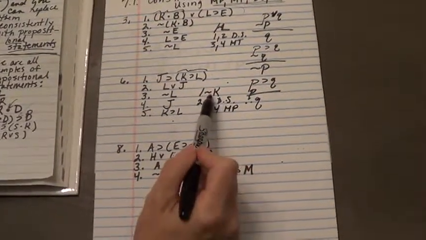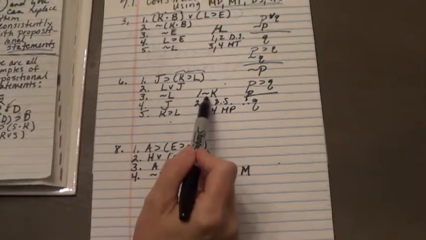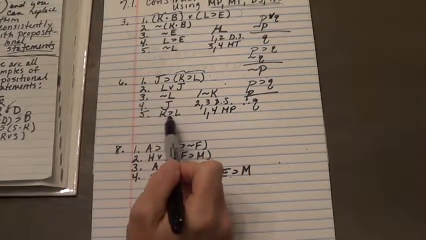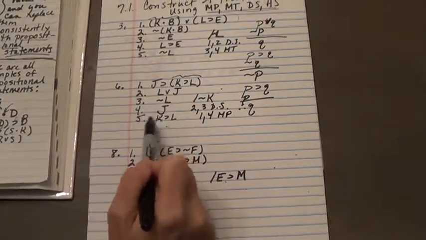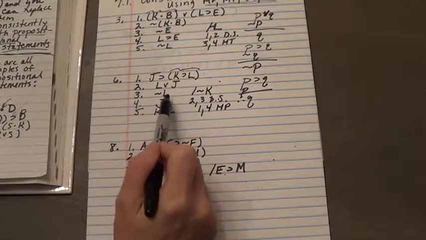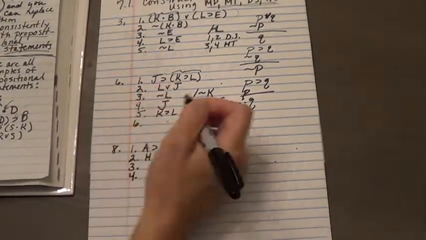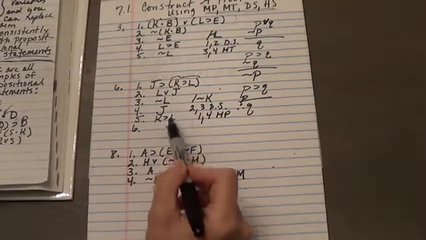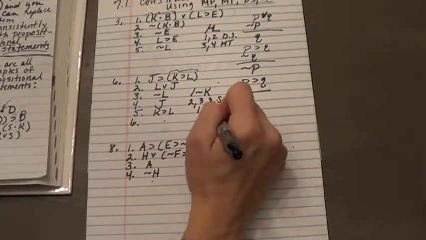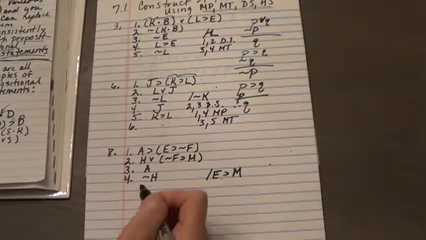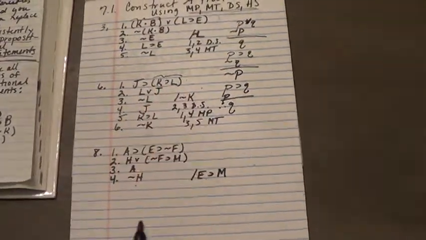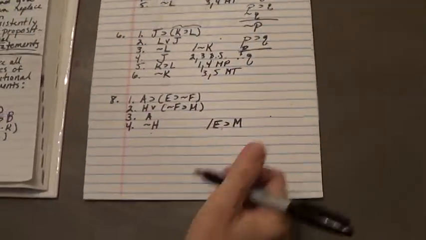And now we need not K, so we're not done yet. We have K horseshoe L, and if we want the negation of that antecedent, we know by modus tollens we can get that, and we'll use, for line 6, 3 and 5 modus tollens, and that will give us not K. Now we have our conclusion, so we're finished.